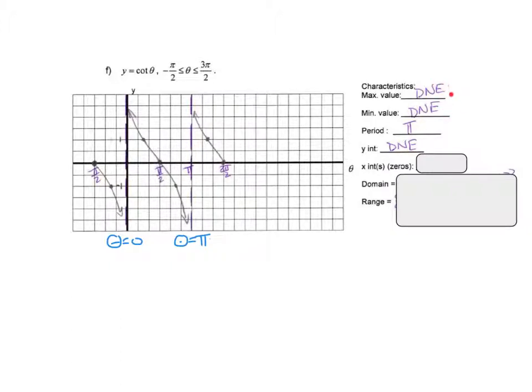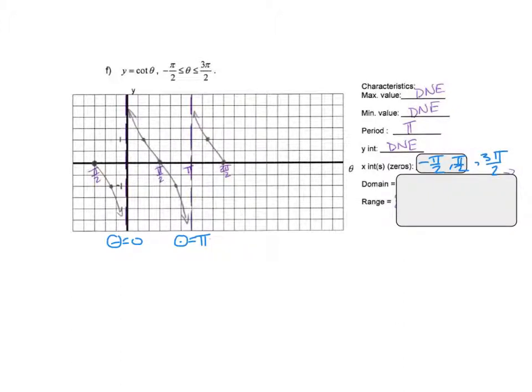There's no max or min. The period is pi because it repeats every pi. There'd be another zigzag finished here and one up on this side, but I was graphing it for the interval that was specified. Most times in class, we'll ask you to graph one cycle, so you'll get just the nice piece that you see in the middle there. If we look at the x-intercepts, let's fill that one in. My x-intercepts are negative pi over 2, pi over 2, and 3 pi over 2.